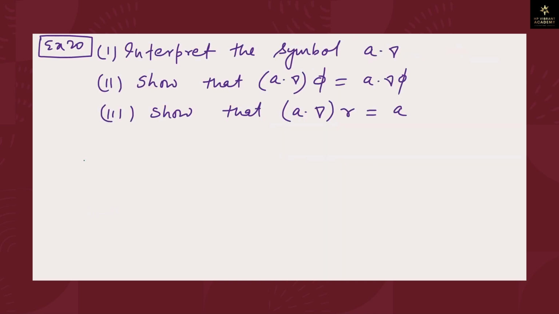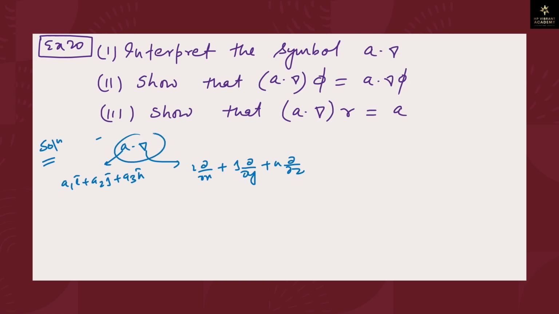Let us discuss question number 20. This is the last question. Interpret the symbol a dot del. Let us consider a vector as a1 i cap plus a2 j cap plus a3 k cap. How can we write del? i del upon del x plus j del upon del y plus k del upon del z. So what is the value of a dot del? This is a1 del upon del x plus a2 del upon del y plus a3 del upon del z. So this is equal to a dot del.